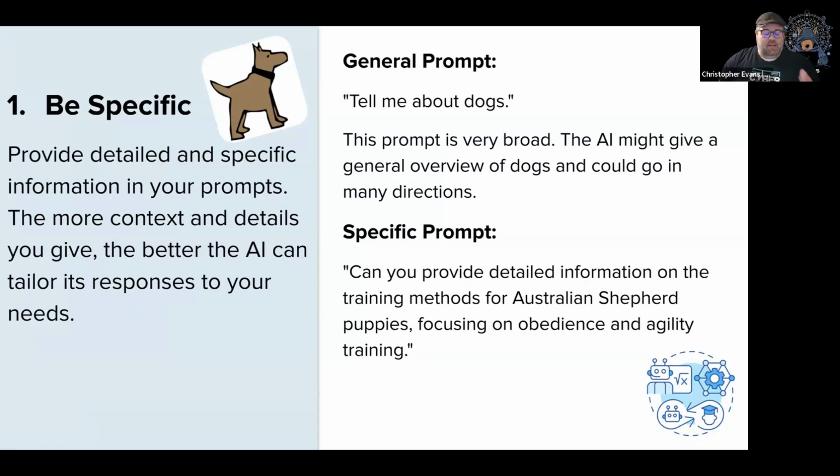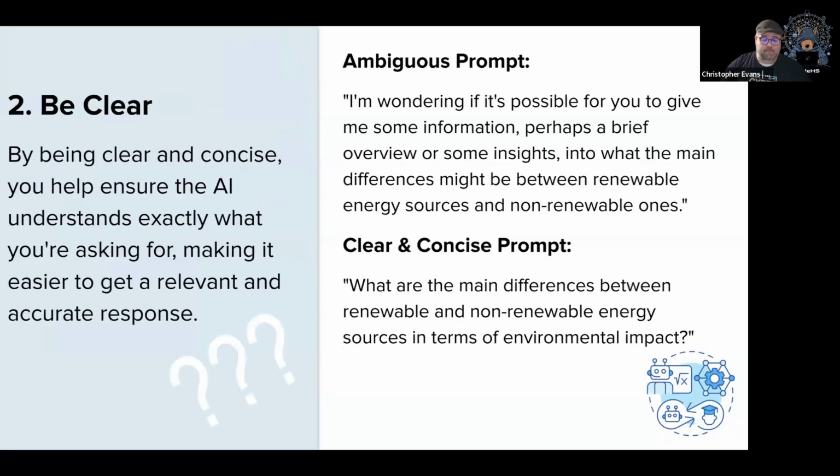The chatbot will take that prompt and use the keywords that you've provided. Detailed information, training methods, Australian Shepherd puppies, obedience and agility training. And it will narrow down your responses based on what you've asked for, and in theory, not give you superfluous information that you don't need. Being clear on what you want is important. The clearer you are, the more specific your response is going to be.